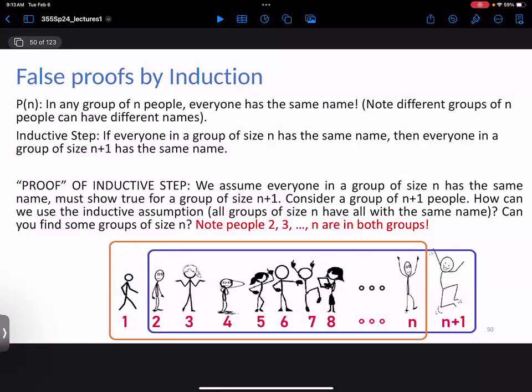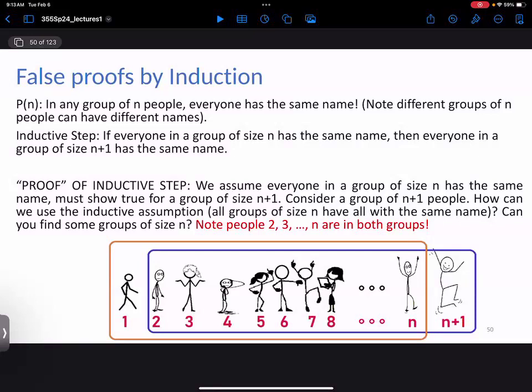Well, but by induction, I can assume whenever I have n people, they all have the same name. The first group of people is 1 through n. By the inductive assumption, they all have the same name. I don't know what name that is, but 1 through n all have the same name. And then 2 through n plus 1, that's another group of size n. They all have the same name. The statement says any group of n people have the same name. It doesn't matter that they're different groups. There is one name for the people in group 1, and there is one name for the people in group 2.